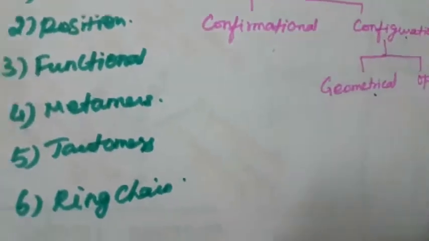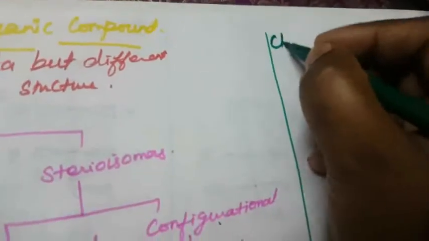First one is constitutional isomerism, otherwise called structural isomerism. First, what is meant by chain isomerism? So I am writing here what is meant by chain isomerism.